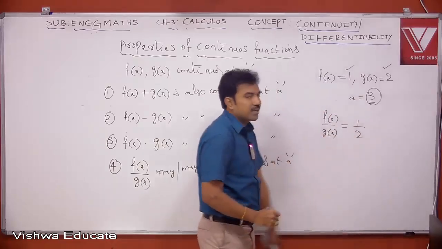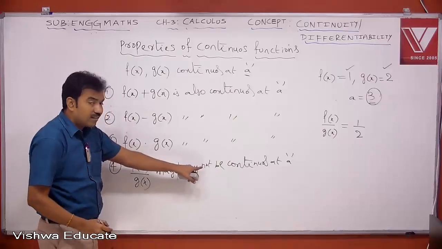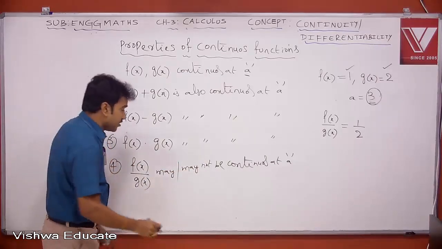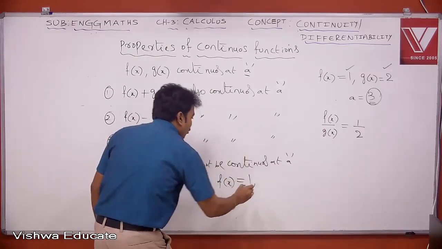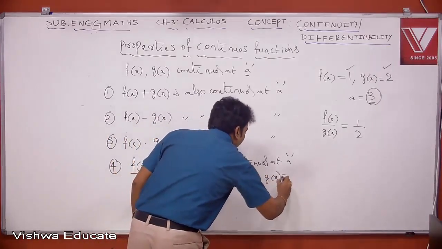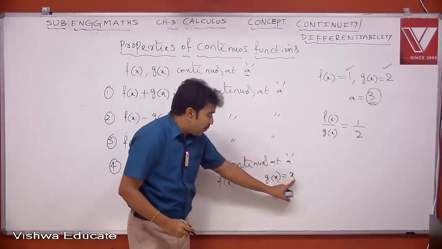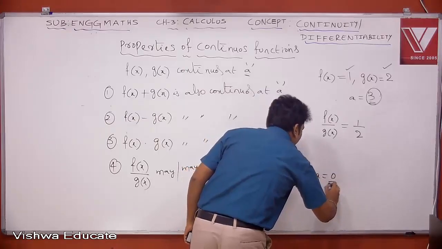Even this is also continuous at the same point. But I don't want positive examples. I want to say the result is negative. So one simple example in the negative direction: the best example is f of x equal to 1 and g of x equal to x. Now this is a constant expression, and this is a polynomial expression. So both are continuous at a equal to 0.